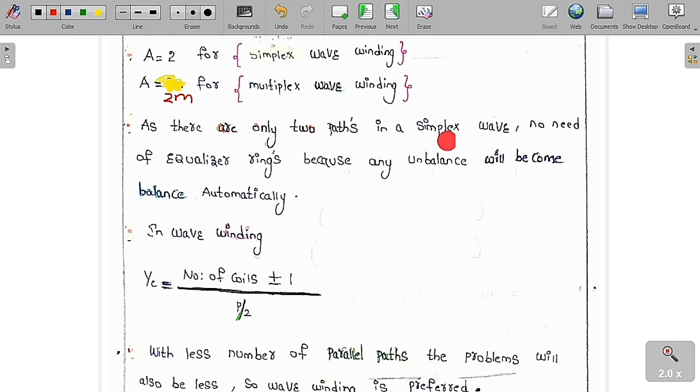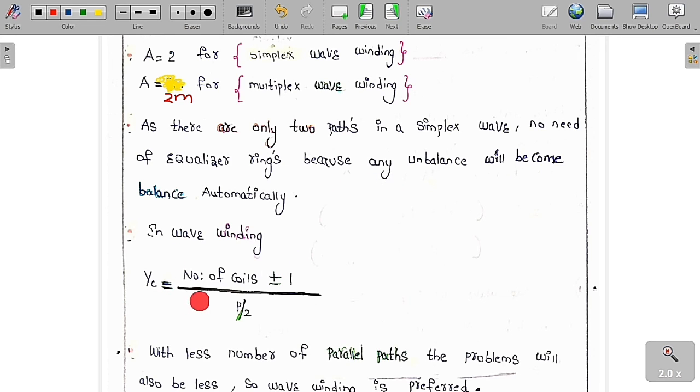As there are only two paths in a simplex wave, there is no need of equalizer rings because any unbalance will become balanced automatically. In a wave winding there are only two parallel paths, so we never use the equalizer rings in a wave winding. Only in the lap winding we use the equalizer rings.